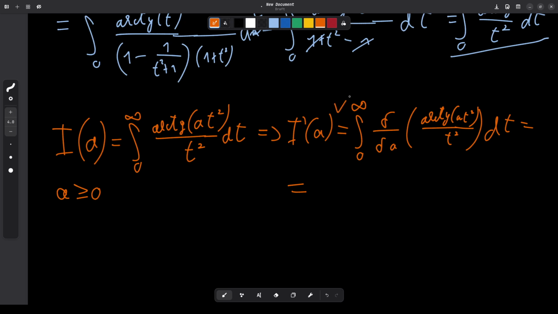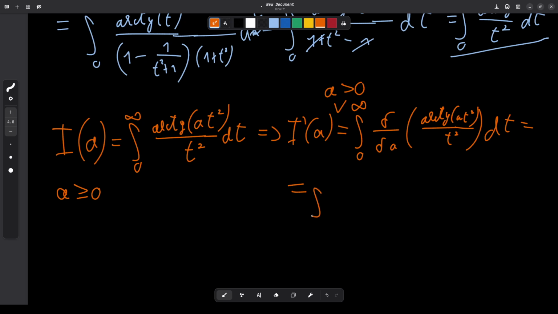Oh, and also, this will be valid for any a that is greater than 0. Just wanted to put that on the record. So we're just going to differentiate this function with respect to a. Well, you can treat t as a constant in this case. Technically it isn't a constant, but to simplify the explanation, treat it as such.